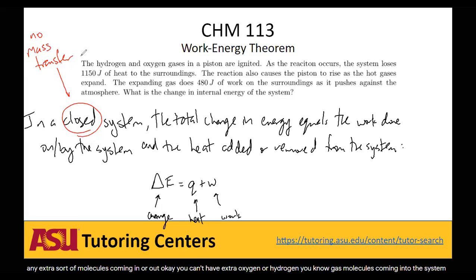Okay, so let's try to see this in action with what we have here. We are told a couple things. We're told the system loses 1150 joules of heat. Joules are just the units for heat or energy. And then we're also told that the expanding gas does 480 joules of work on the system. Okay, so let's break it down.